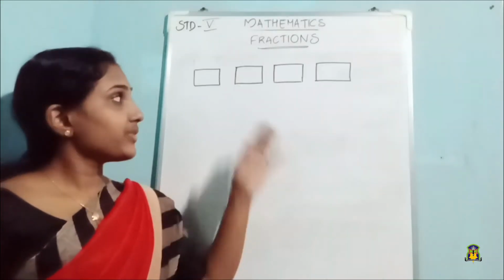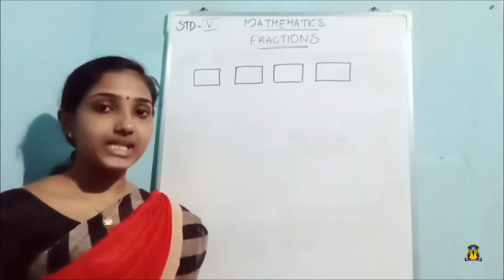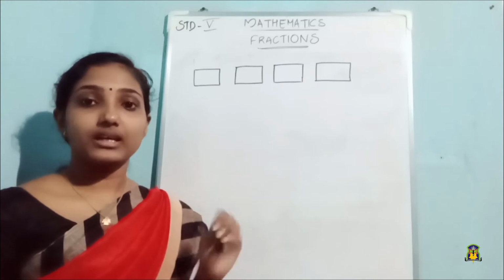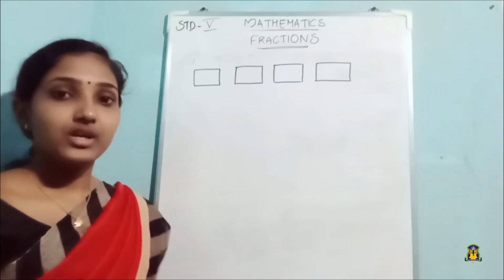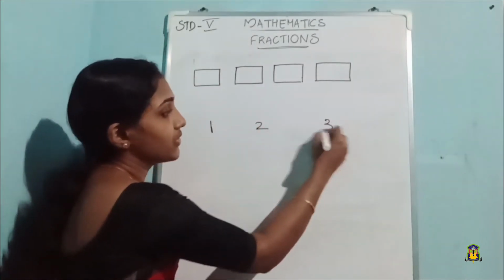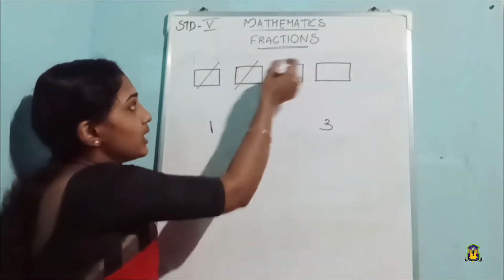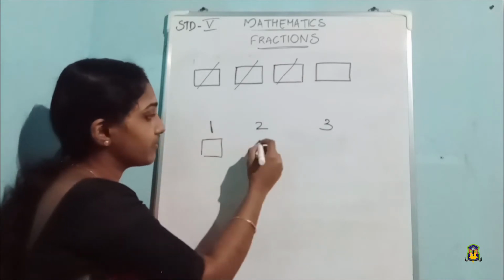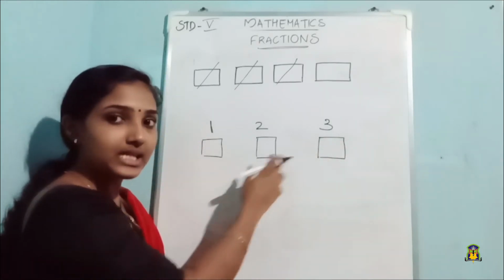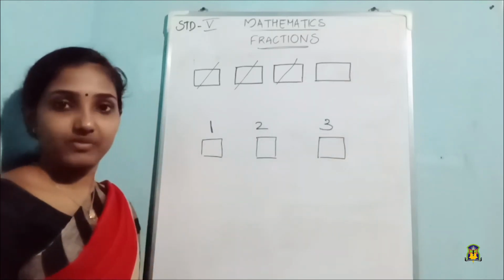Okay. See here, I have 4 chocolates in my hand and I have to share these 4 chocolates equally among 3 of my friends. So, in total I have 4 chocolates and I have to share them among 3 friends. How will I share it? I will give 1 chocolate each to my 3 friends, and now 1 more chocolate is left here.